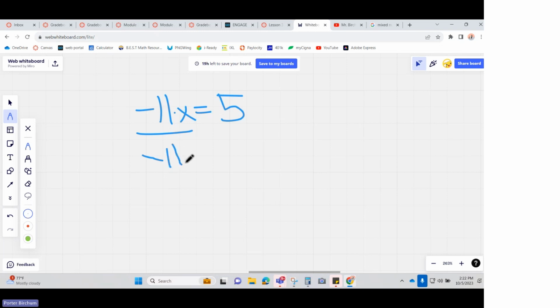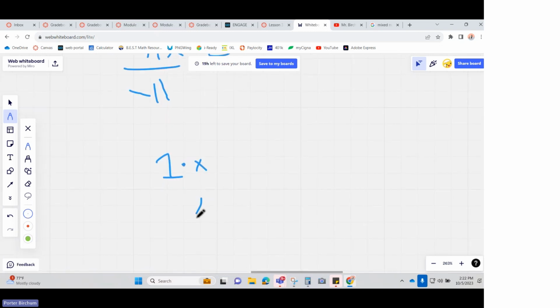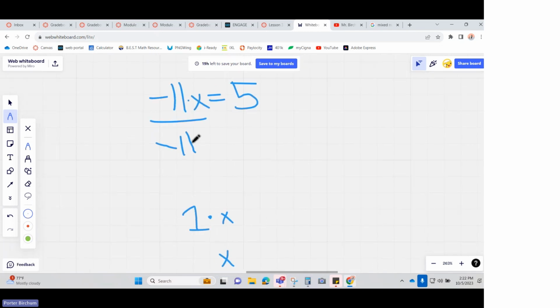Another way maybe to think of this is I want this negative 11 to disappear. It will disappear by turning it into 1 times something, because 1 times x will just be x. So what can I do to this times negative 11 to get it to be 1? I'll divide by negative 11.